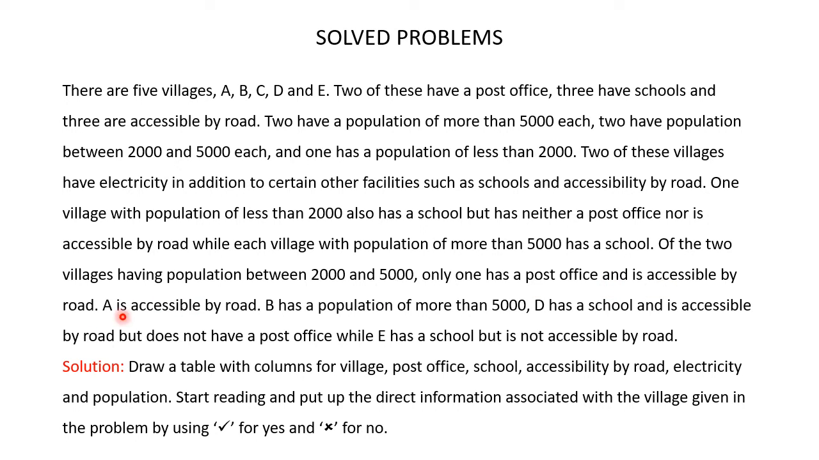A is accessible by road. B has a population of more than 5,000. D has a school and is accessible by road but does not have a post office, while E has a school but is not accessible by road.